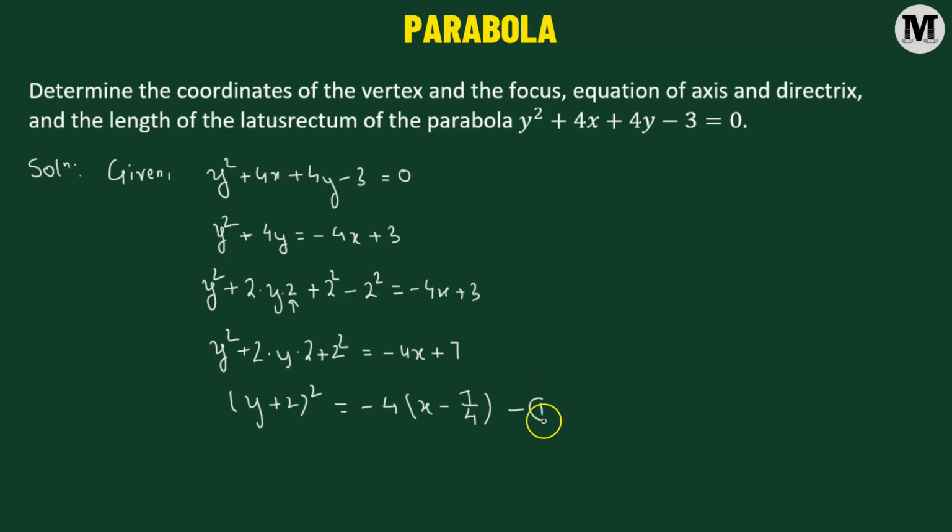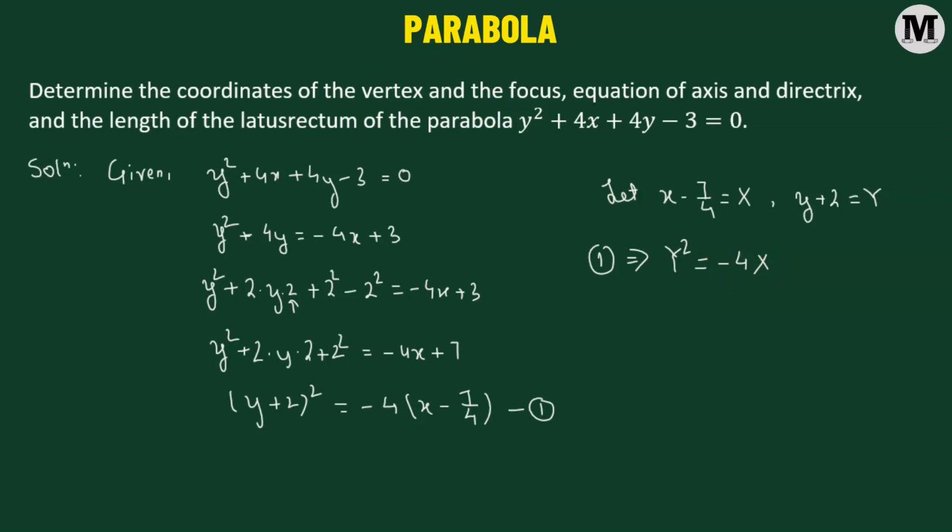Now this is the equation of the parabola, but here the vertex has been shifted. So what we'll do, we'll try to make a substitution here. So let's say x minus 7 over 4, let this be equal to X. And y plus 2, let this be equal to Y. So this is a substitution that we are making here. And this is going to convert equation number 1 to Y squared equals negative 4X.